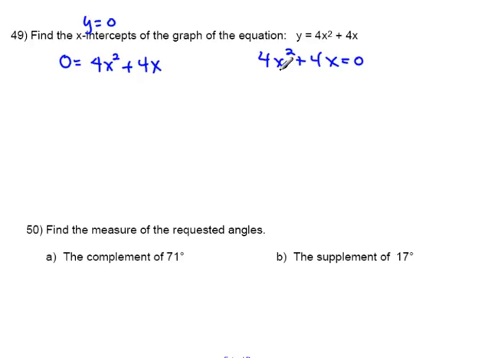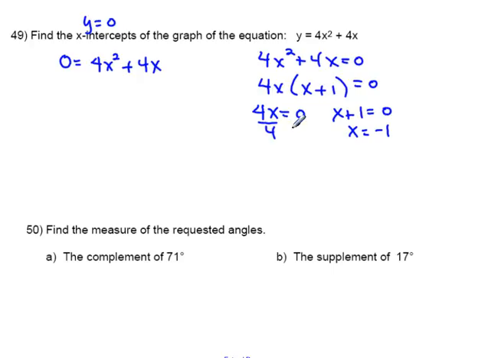They're both the same. Factor out the GCF of 4x. That's all the factoring you can do. Set each factor to 0. Here you'll subtract 1. Here you'll divide by 4. It has a variable. It is an answer. Okay, now these are x-intercepts. X-intercepts are points. Remember, the points are x comma y. So when x is 0, y is 0. When x is negative 1, y is also 0. And those are your two x-intercepts.